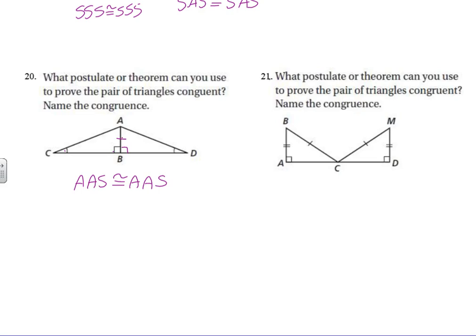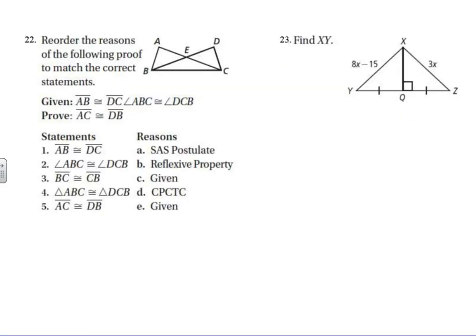Okay, over here, if we look at this, we've got angle, side, side. That's the donkey theorem. It doesn't work, with the exception of it being a right triangle, which we can use hypotenuse leg. Okay, so remember when you're doing hypotenuse leg, you have to say that the two triangles are right triangles.